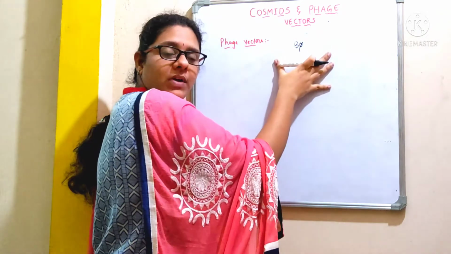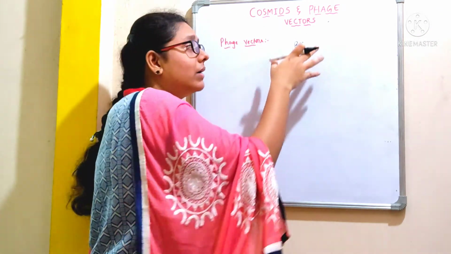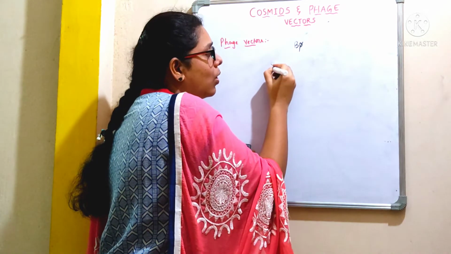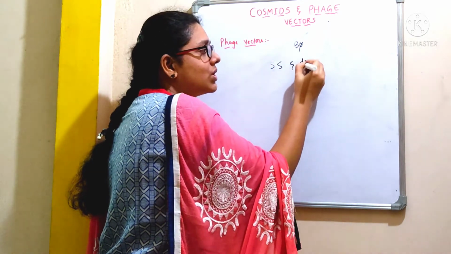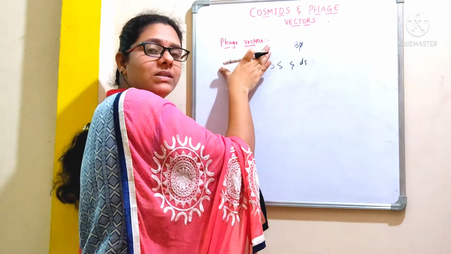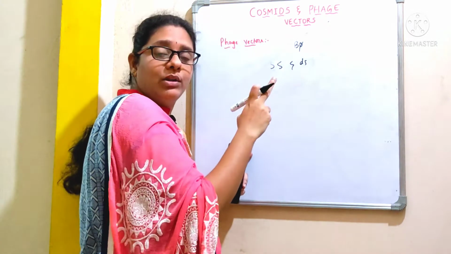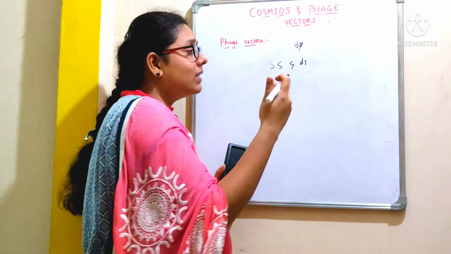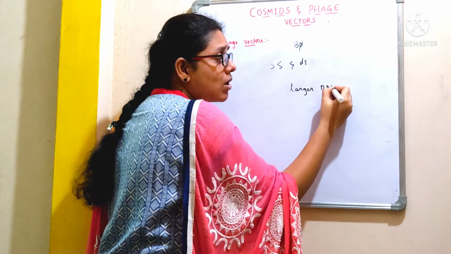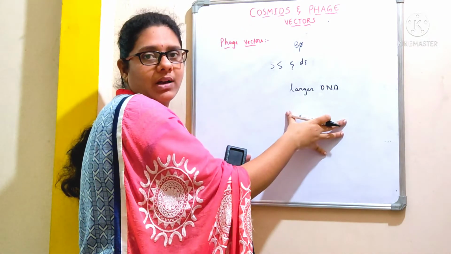Coming to the other important cloning vector, that is phage vectors. Bacteriophages or phage vectors are one of the important and commonly used cloning vectors in genetic engineering. Both single-stranded and double-stranded phage vectors are being used. And these phage vectors are really helpful compared to the plasmid vectors, where they can accommodate larger DNA fragments, which is not possible with plasmid vectors.